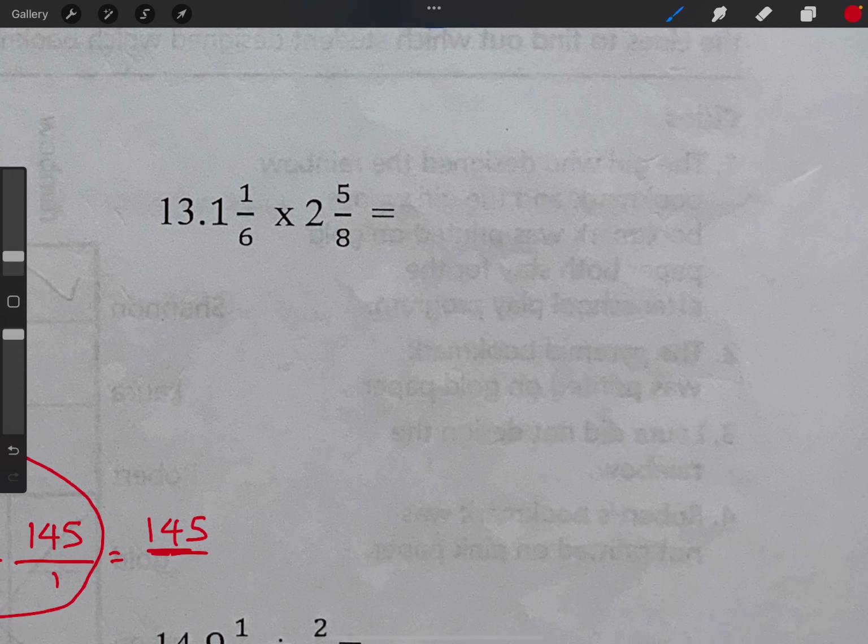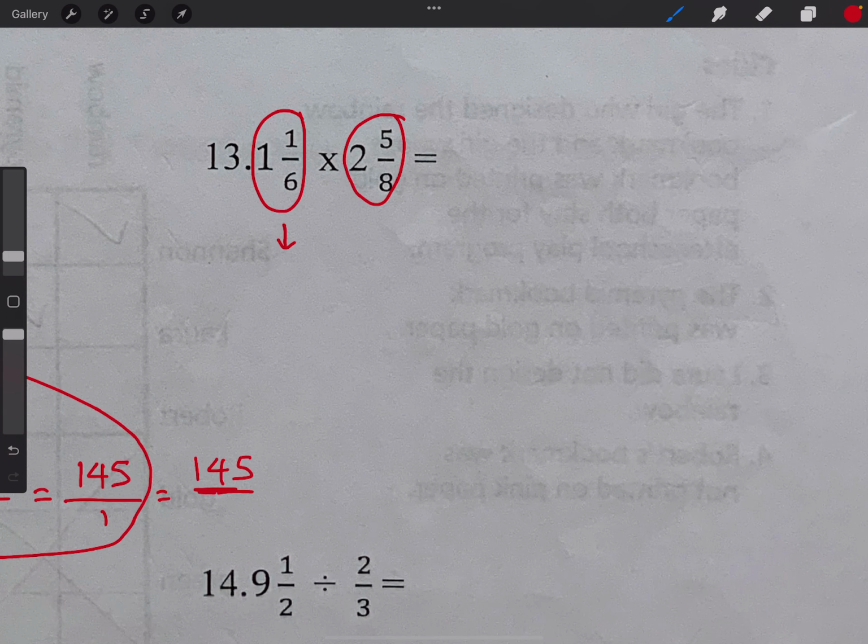Next one, we do a times. This is a multiplication, so we're going to change this one to improper. We can't multiply it directly like this. This has to be changed to improper first. So this will be 1 times 6 is 6, plus 1 is 7, so 7 over 6, times, this is 2 times 8, 16, 16 plus 5 is 21 over 8.